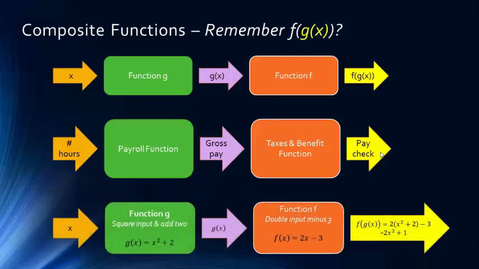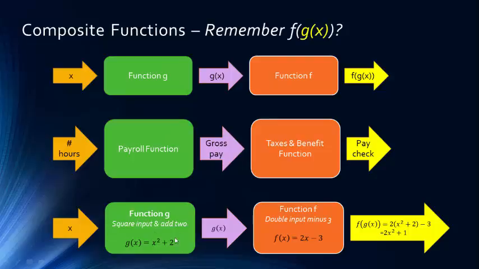Now let's look at it algebraically. So our function g is to square the input and add 2. So notice when we plug in x, our g of x would equal x squared, square the function, and add 2. So our function g is simply x squared plus 2. That's what's coming out. Now our function f says double the input minus 3. So a normal function f of x would be 2x minus 3, right? Double the input minus 3.